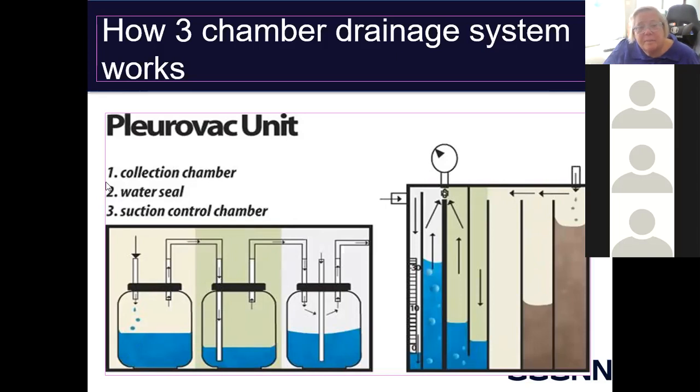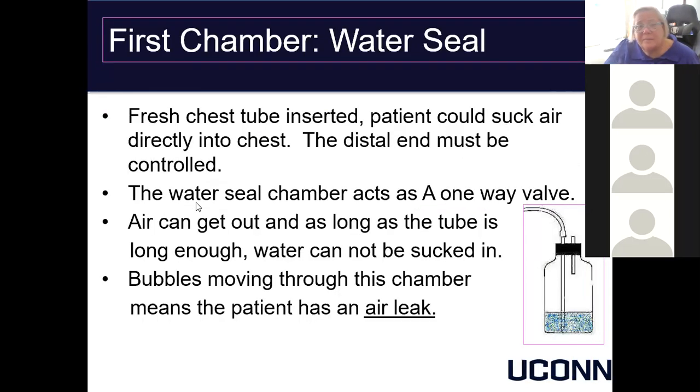The first bottle is the collection chamber. The second is a water seal, and the third is a suction control. Sometimes you see the water seal first, and then the suction control. Those can vary, but each of these 3 chambers has a purpose that we'll talk about next.